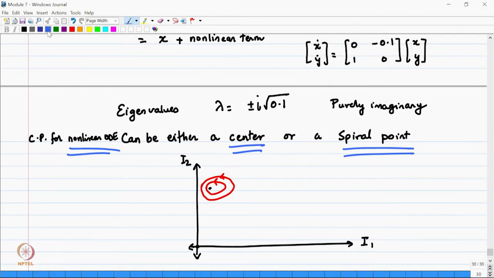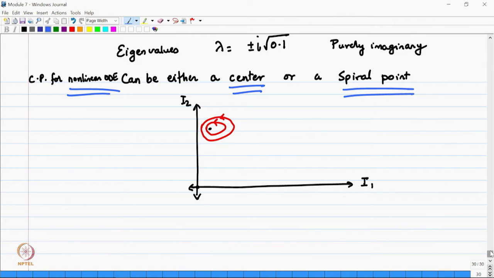Okay. So for some other values of the nonlinear equation, it's slightly more difficult to analyze, but you could also have a spiral point, where the trajectories go spiraling towards this point. Could also have something like this. Okay. You really have to do a bit more analysis of this nonlinear equation in order to get this.